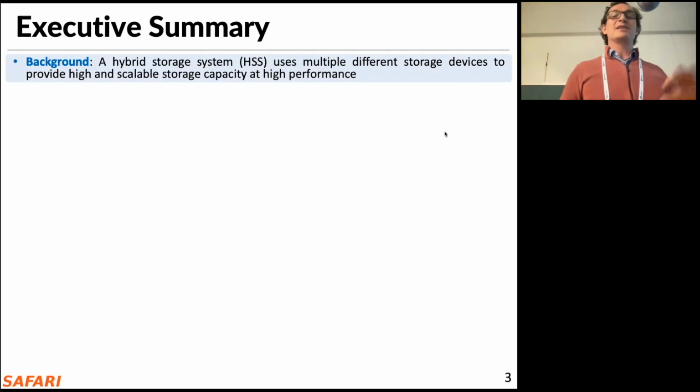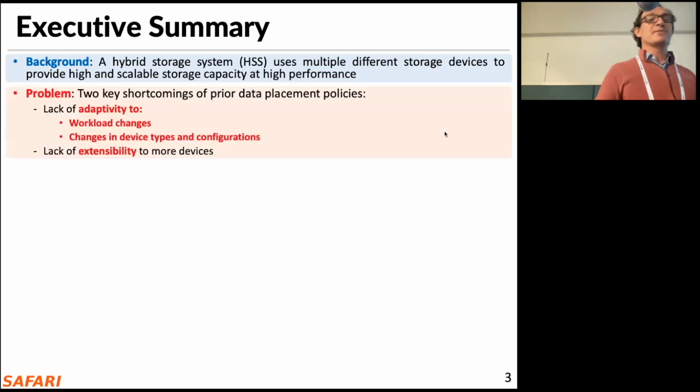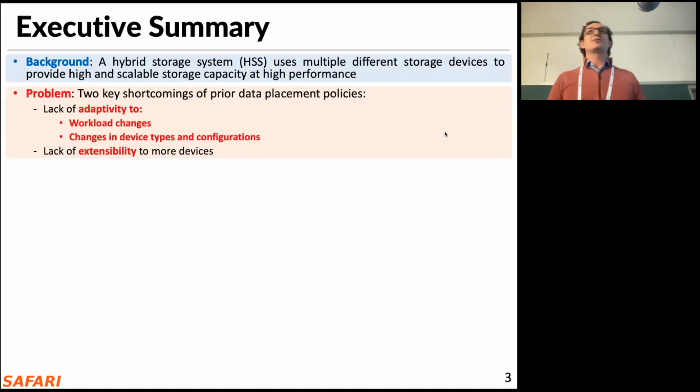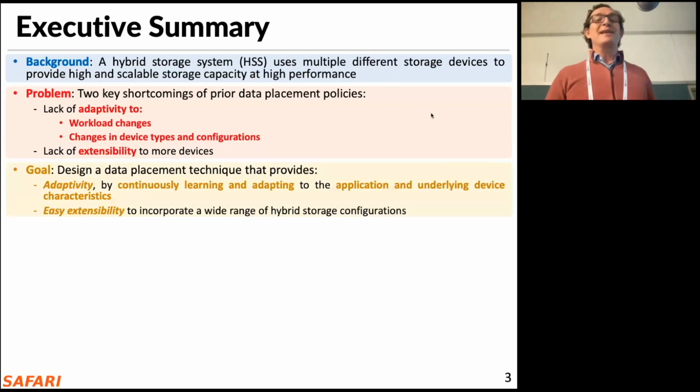You have multiple different storage devices to provide high and scalable storage capacity at high performance. And if you want to design a data placement policy between different storage devices, you usually need to provide adaptivity and extensibility. I'm going to mention these in a little bit more detail. Adaptivity to workload changes and also changes in system configuration. And you want to be able to extend it to more devices without changing the policy much. So our goal is essentially to provide that. Even though this says a lot of words, that's what we want to do.